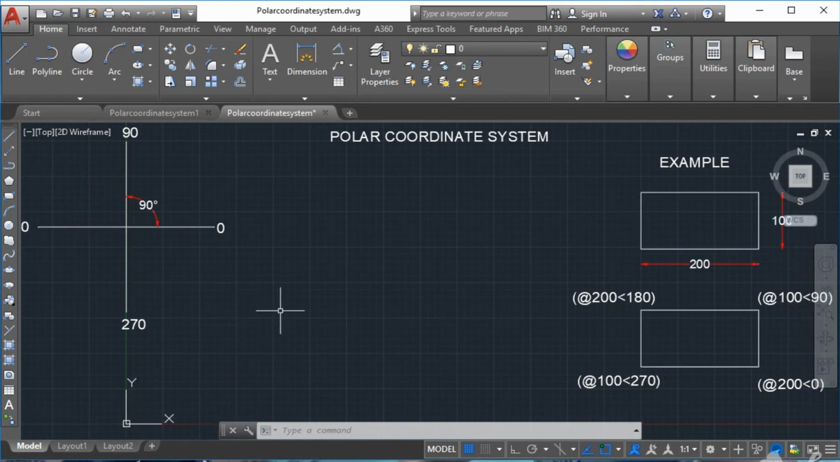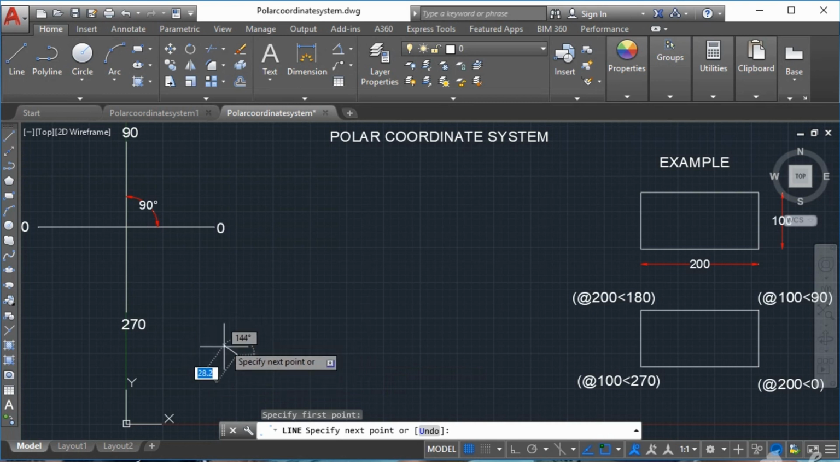Now if we want to draw a rectangle with the polar coordinate system, we have a syntax, that is we want to first type the @ symbol and then the distance and the angle. Here we do not need to give the x coordinate and y coordinate. So let us start a rectangle. Now I am taking the line command and I click any point at any place in this workspace. Suppose let us take here. Now this will be the origin.